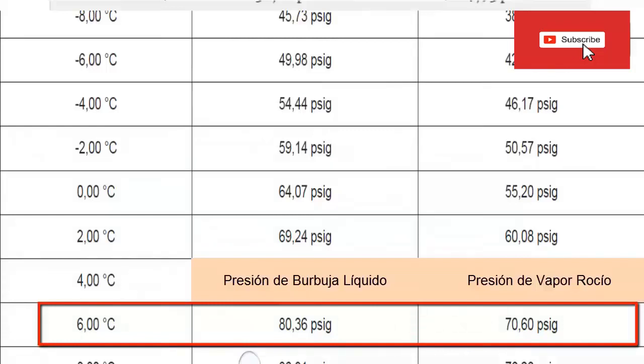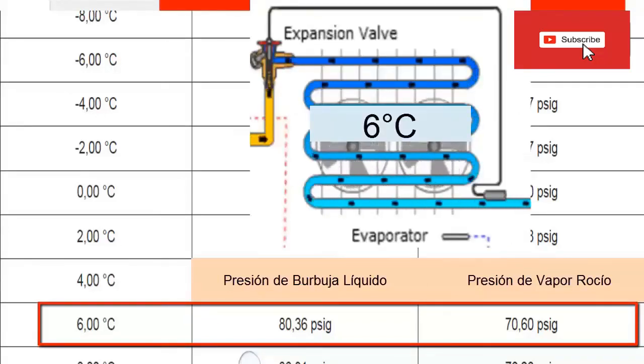However, at this point it is important to note that for 6 degrees C the bubble pressure equals 80.36 psig and the vapor or dew pressure is 70.60 psig. So, in the case of working with an intermediate pressure, within these two values, we would be very close to reaching 6 degrees, not at the inlet or outlet of the evaporator, but approximately in the middle of the evaporator.